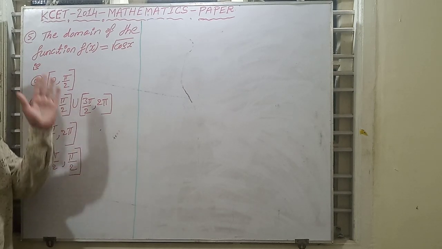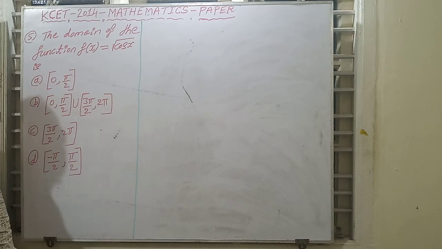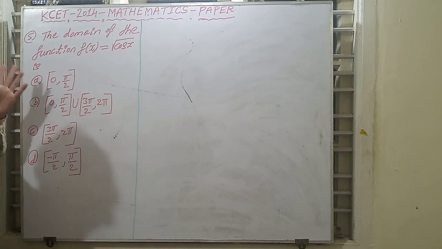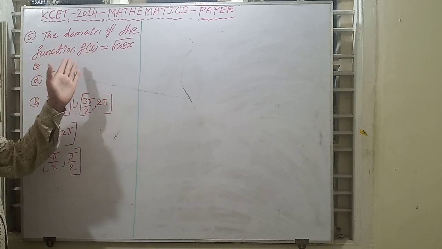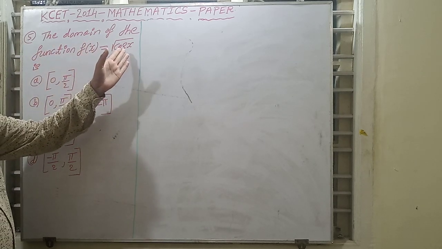So now let us move on to the fifth question. Once again, this question depends on the domain of the function. So, chapter function: the domain of the function f of x is equal to the square root of cos x.